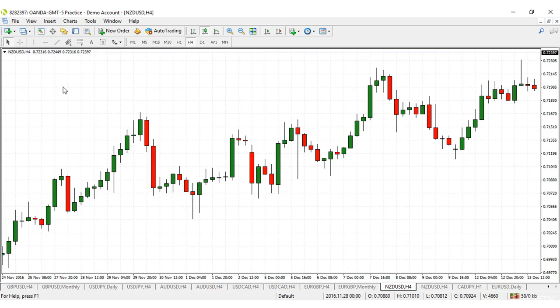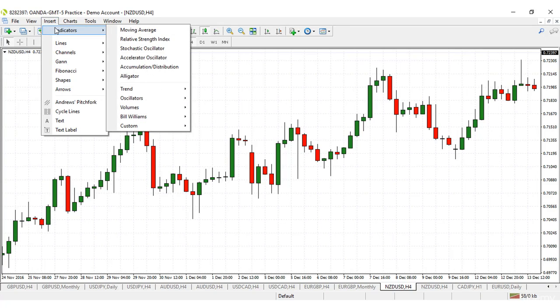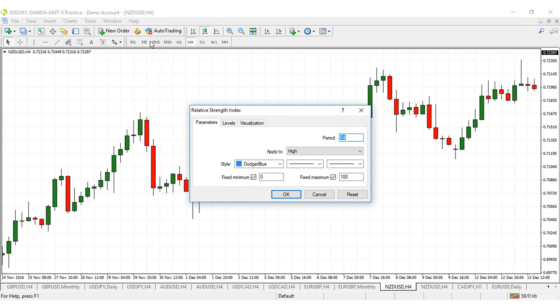Let's add the relative strength index and check if we can add more value to this analysis. So, insert, indicators and relative strength index. I want to apply the oscillator to high because the price is in an uptrend.